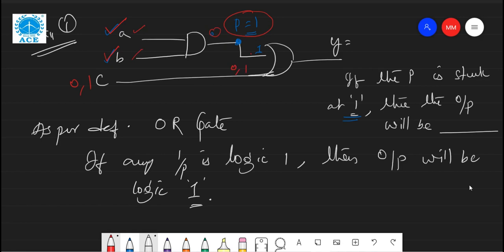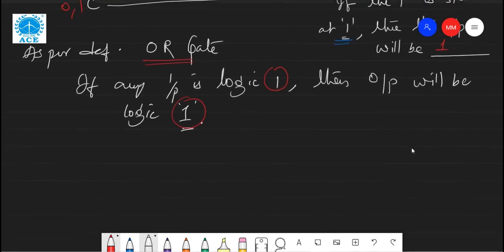So what is the OR gate definition? If any input is logic high, then the output will be high all the time, right? So see, one of the inputs is high all the time, okay, because it is stuck at 1. So either 0 or 1, definitely the output is high. So the output is 1. Got my point? So this is the manufacturing defect, okay. So the output is called stuck at 1. This is one of the faults, okay, stuck at faults.